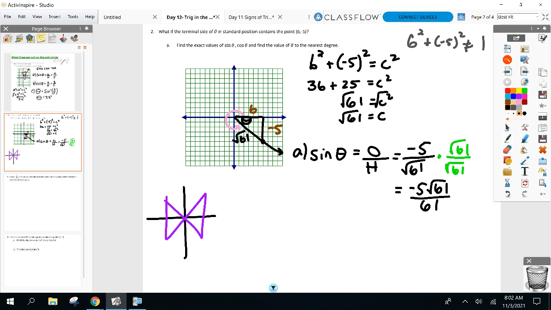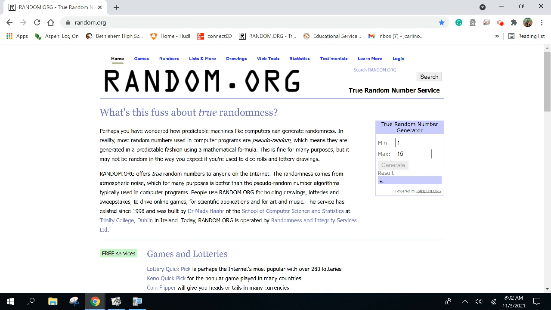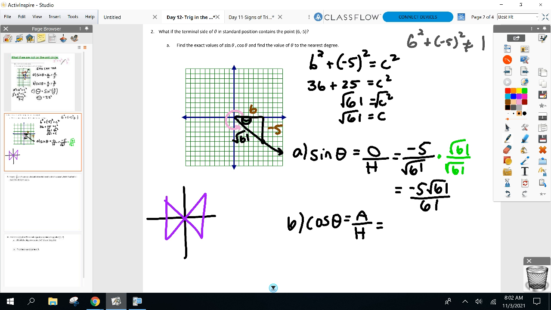Oh, you're ready for cosine now. Adjacent over hypotenuse. What do you got for me now? Adjacent side over hypotenuse. 6 over square root of 61. Hey guys, what do you know about cosine in the fourth quadrant? Positive. Oh, shocker. That's why that came out to be positive. Cosine's positive in the fourth quadrant.